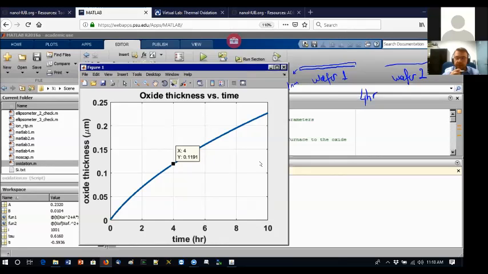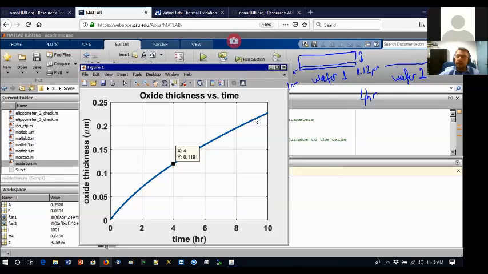So at the end of the 4th hour, what do I see? I see that an oxide is formed and its thickness is 0.12 micrometers. Let's round it, and it's going to be 0.12 micrometers. That's the thickness of the oxide.